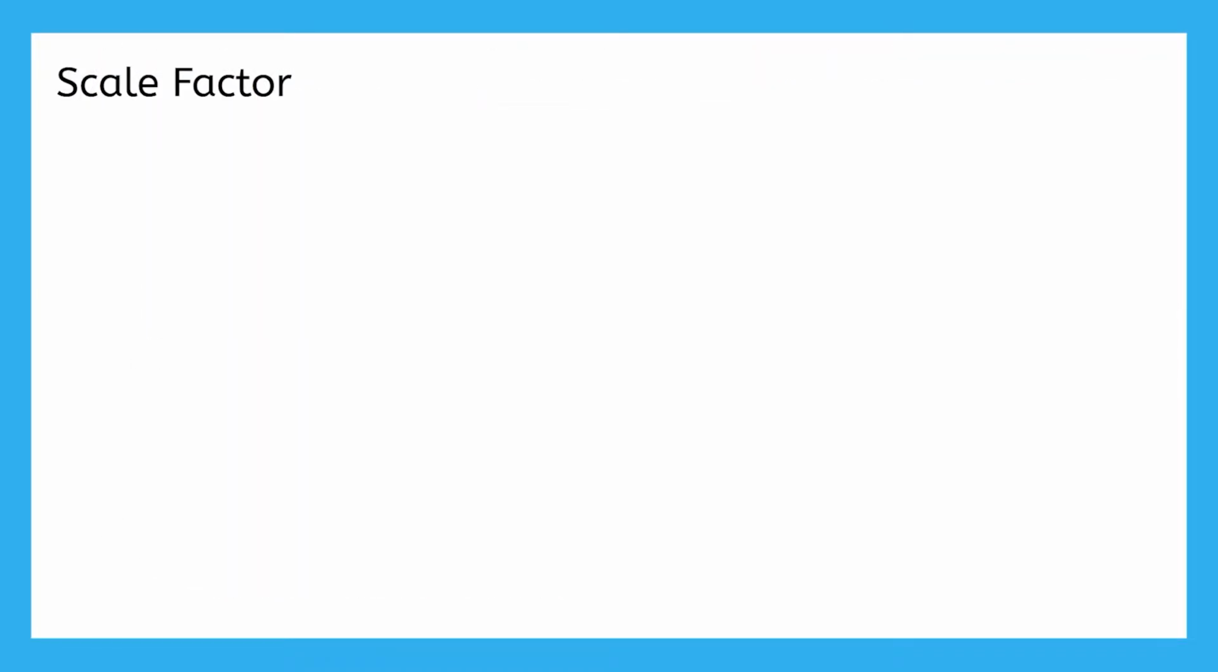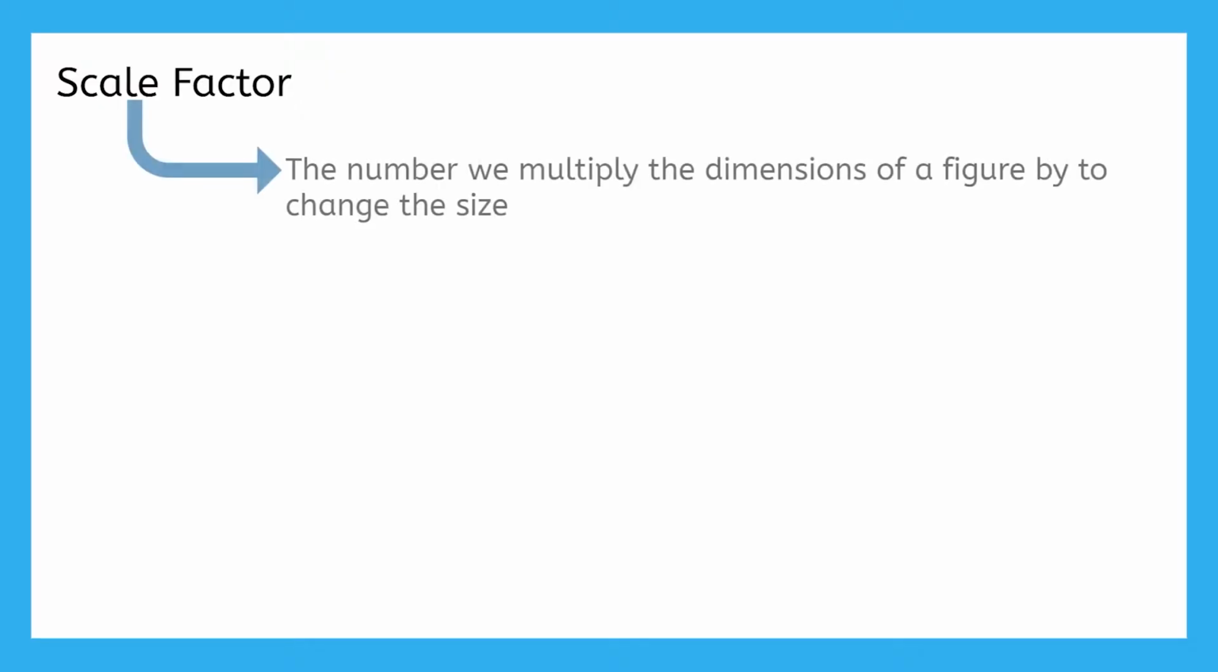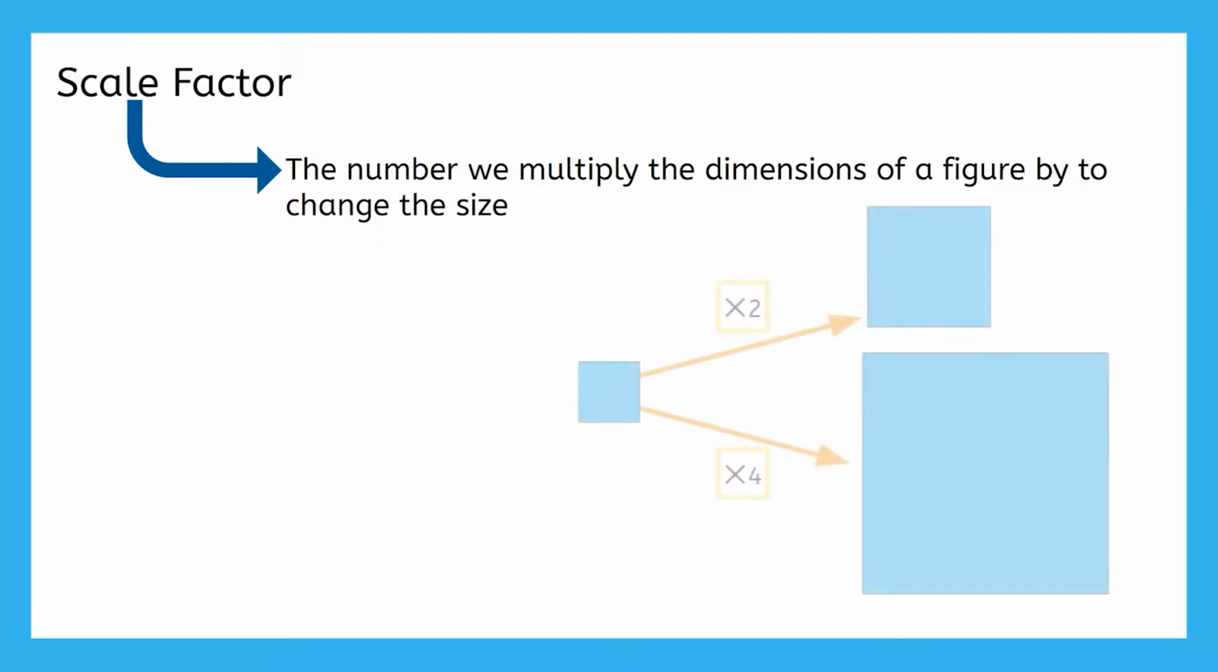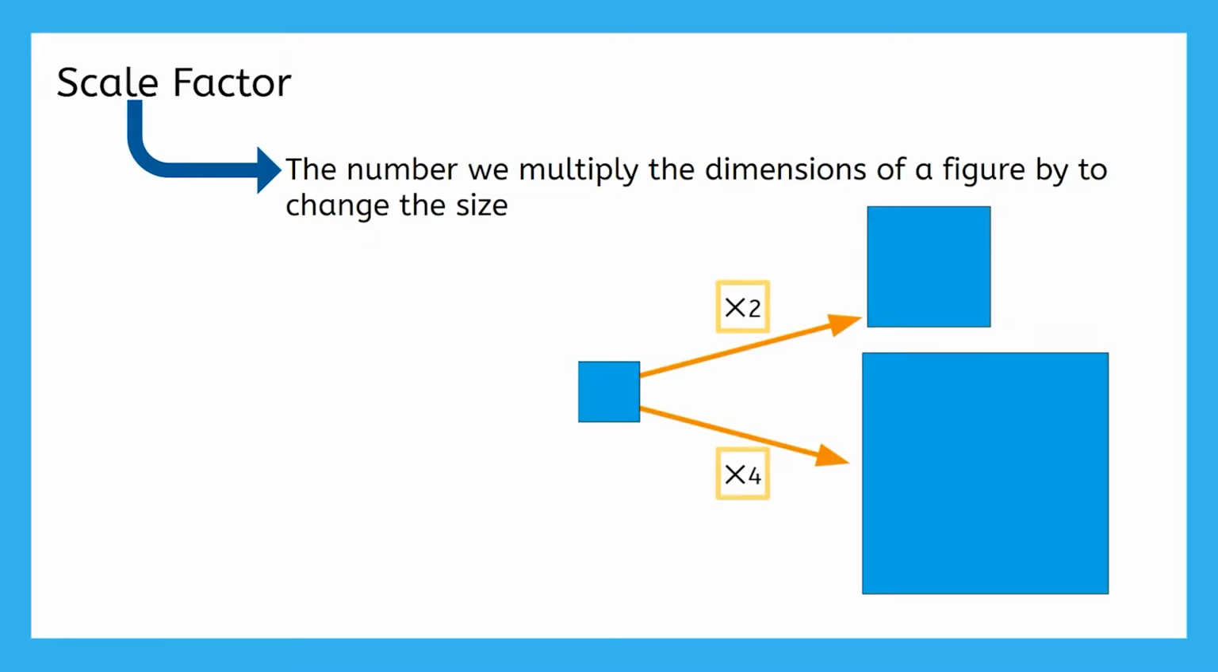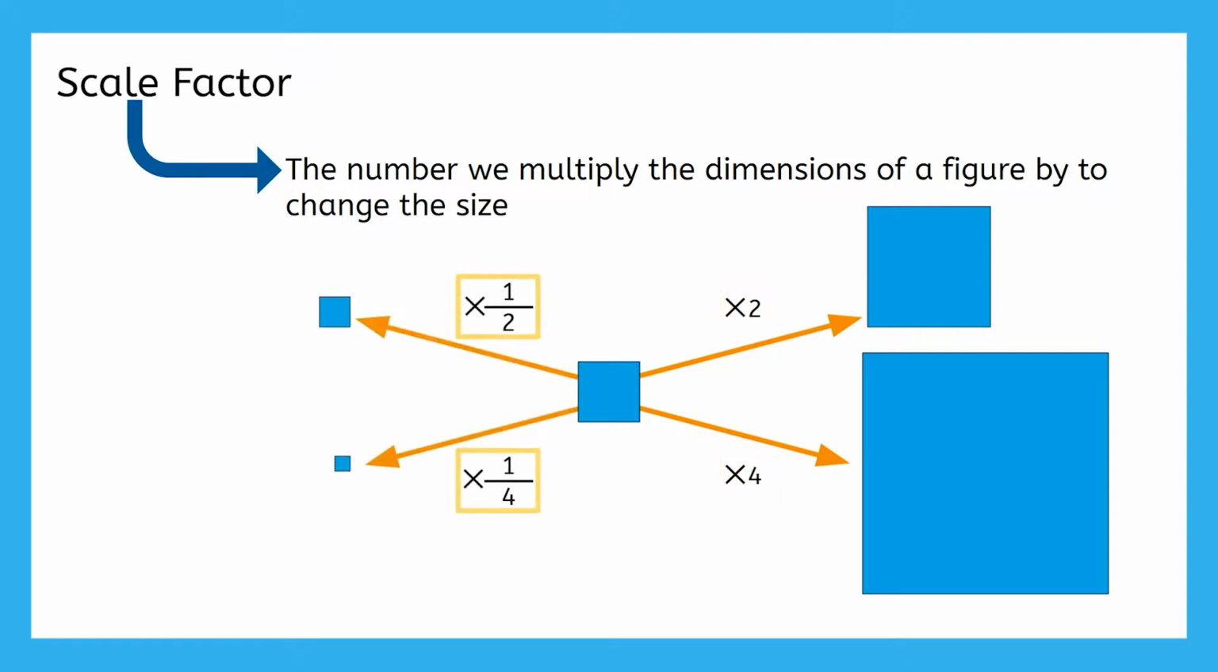Factors are any numbers that we multiply by to find a new value, but these factors we use in scaling figures. So they have a special name, scale factor. The number we multiply the dimensions of a figure by to change the size is called the scale factor. The bigger the scale factor, the more the scaled up image will grow. And the smaller the scale factor, the more the scaled down image will shrink.